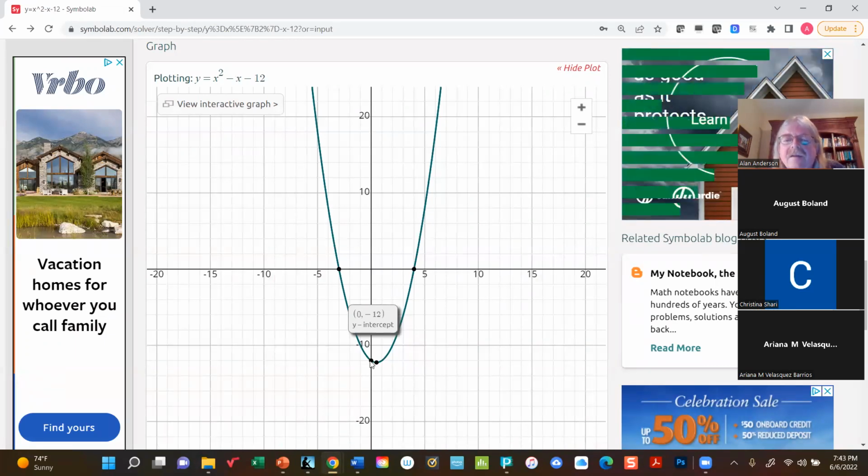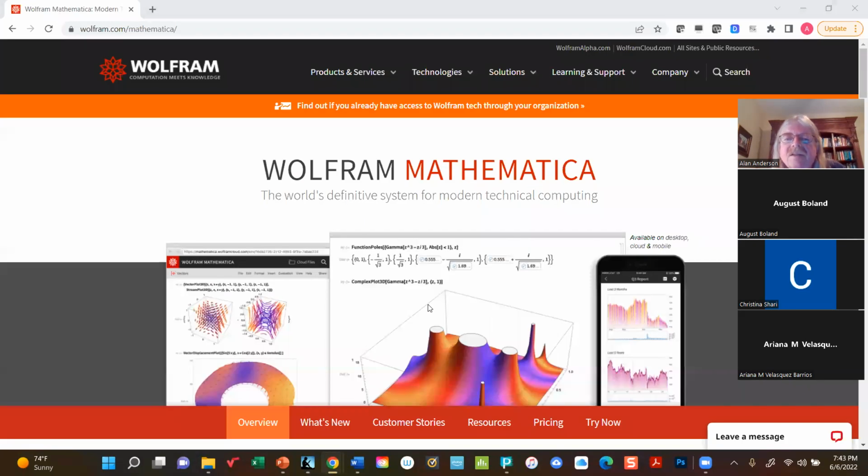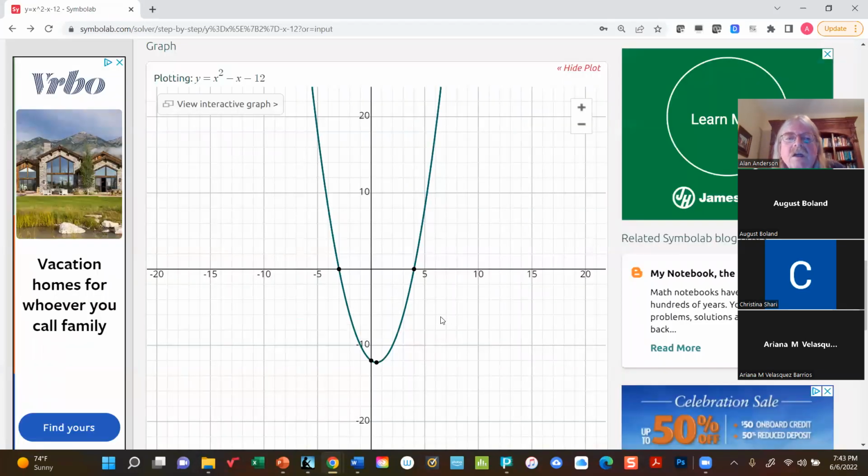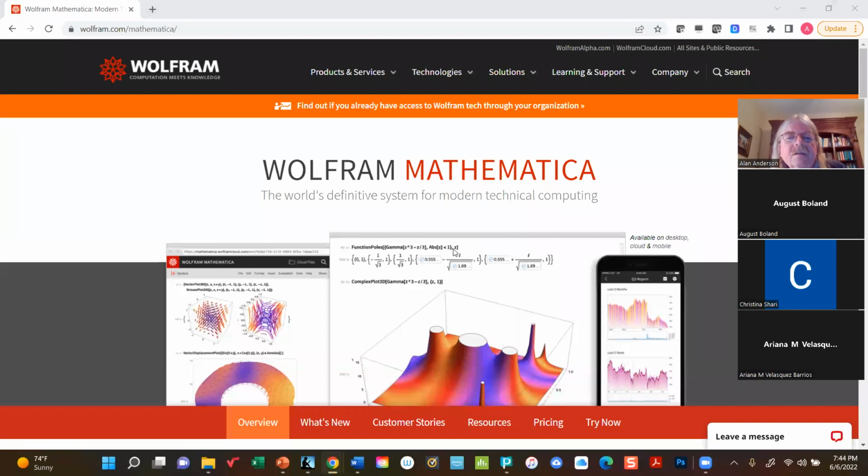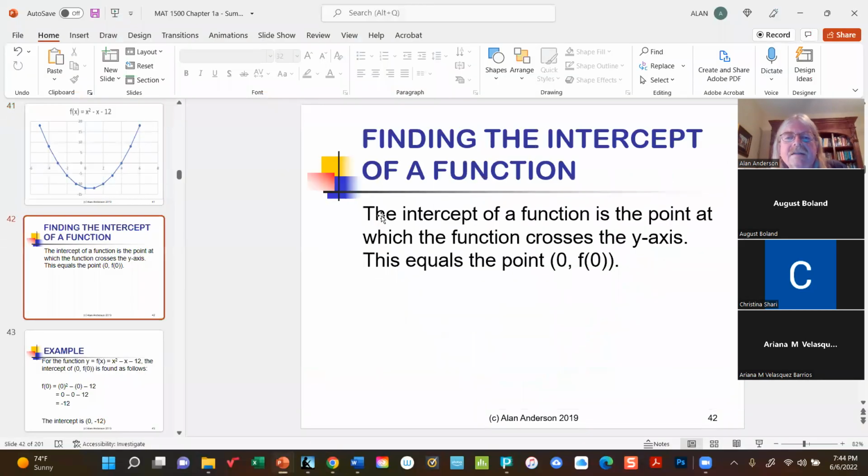But how did they find that? By simply evaluating the function where x equals 0. So you plug in 0, and you can see for yourselves. If you put in 0 here, you'll get negative 12. That is defined as the intercept. What it really means is where it crosses, not the horizontal axis, but the vertical axis. That's formally defined as the intercept of the function. Okay. All right.